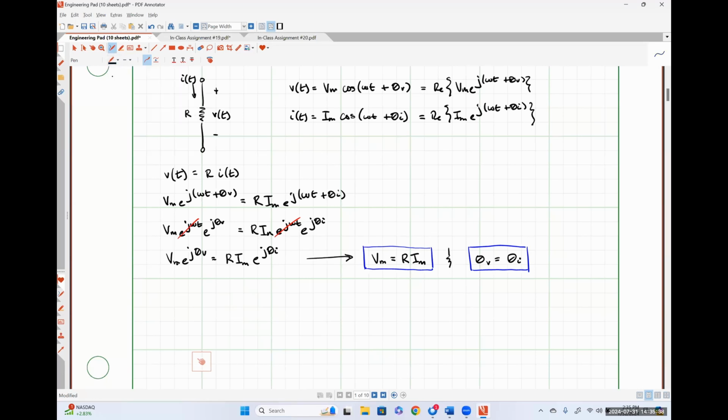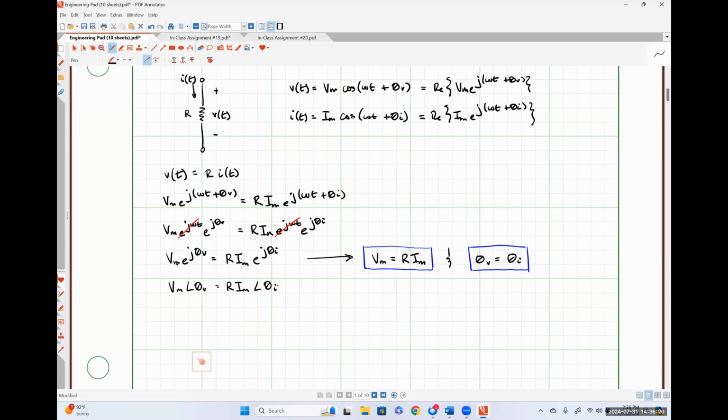So coming back to what we have on the left-hand side of the page, we have this Vm e to the j theta v. That is an exponential form complex number. And we know that we can write an exponential form complex number as a polar form complex number, because polar form is literally just a shorthand notation for this. So our polar representation would be Vm angle theta v. And then over here on the right-hand side, we would have R times Im angle theta I.